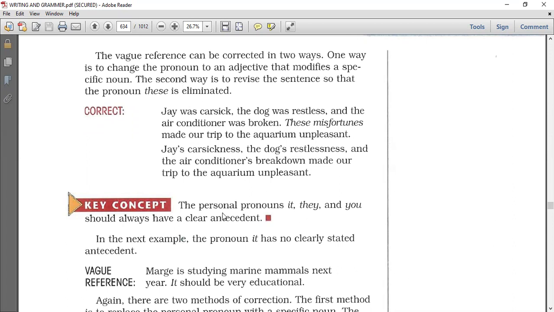Okay. The personal pronouns it, they, and you should always have a clear antecedent.